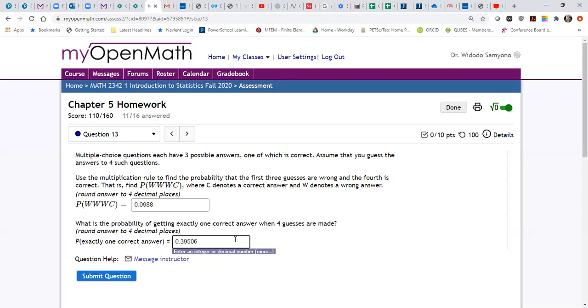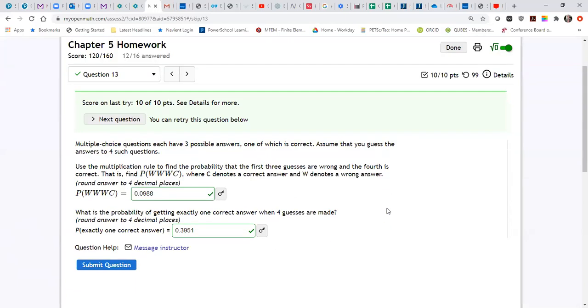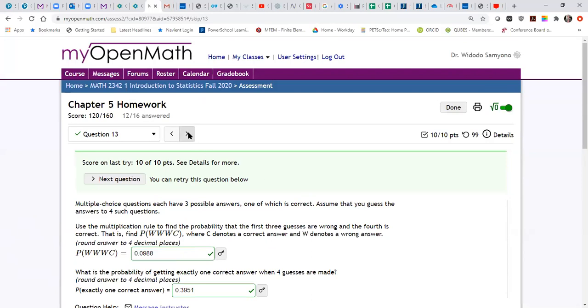Okay, so 0.3951, right? Yeah, I think this one should be your answer. So this one should be the answer. Okay, here I go. Okay, so the next one.